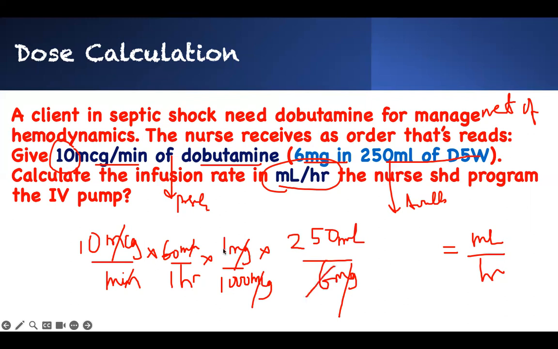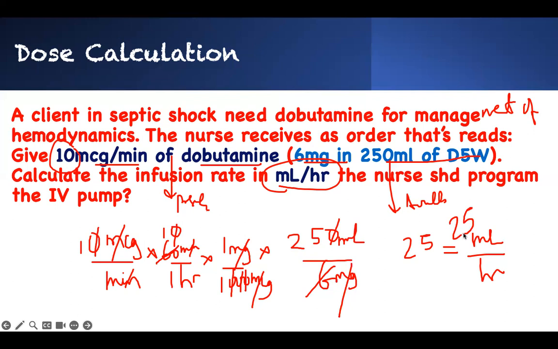The 6 here cancels this 60, and you're left with 10. These zeros cancel each other. There's only 1 zero here. This is cancel. This is cancel. This is cancel. There's 1 zero here and 250 here. This cancel here. What is left is 25. 25 ml an hour. Straightforward.